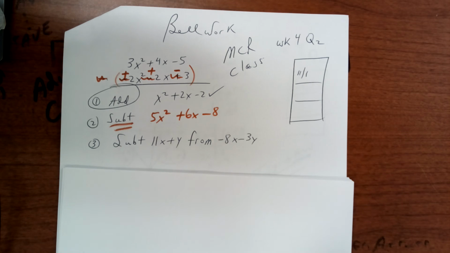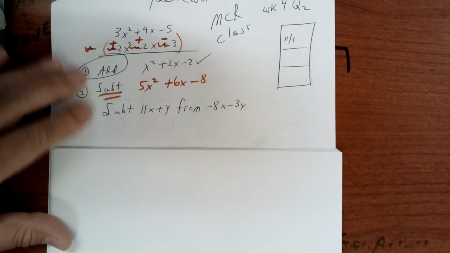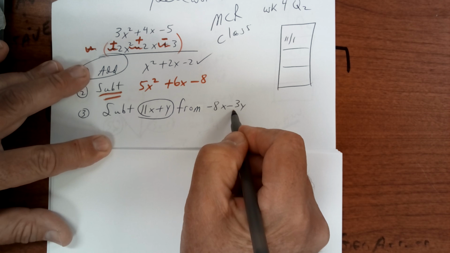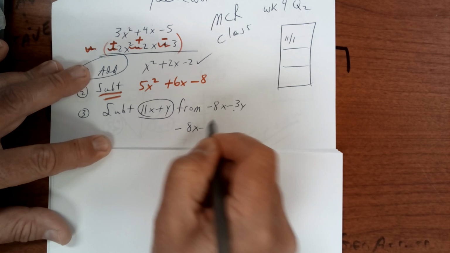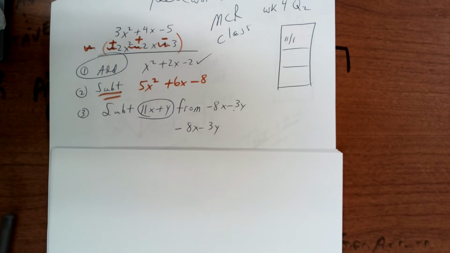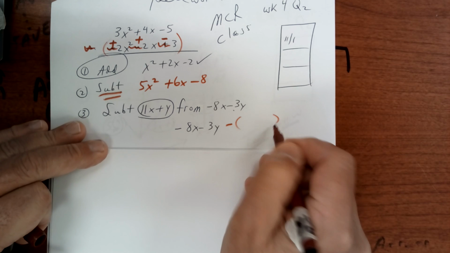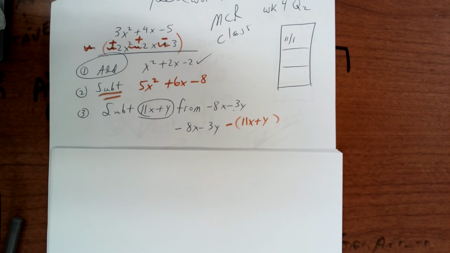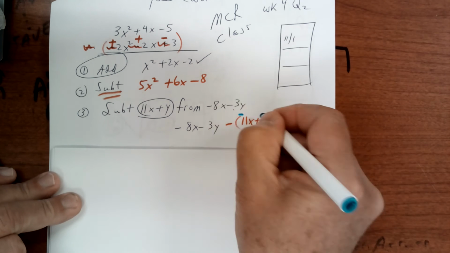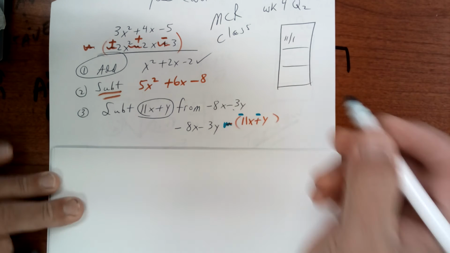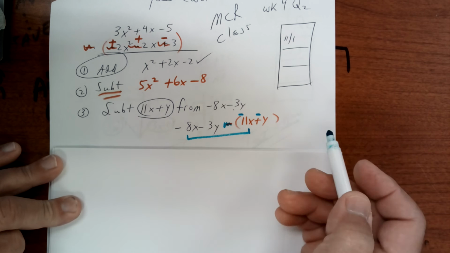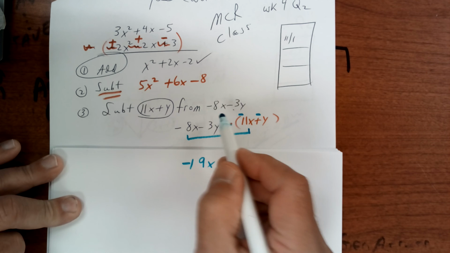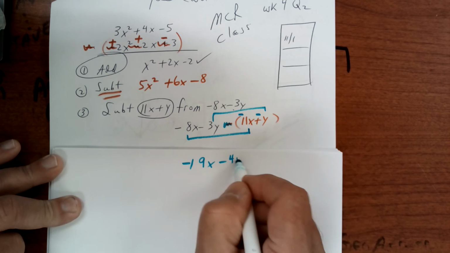Now watch this one. This is kind of weird. It says subtract this from that. So you're going to take negative 8x minus 3y, and then you're going to do minus all of this, which is 11x plus y. And when you do that, this is going to change to a negative and a negative, and you can scratch that out. So when you add these up, or combine them rather, you get a negative 19x. And when you combine these, you get a negative 4y. And then you're done. And that's how you do that.